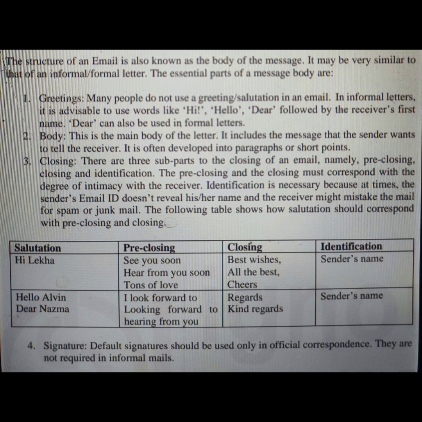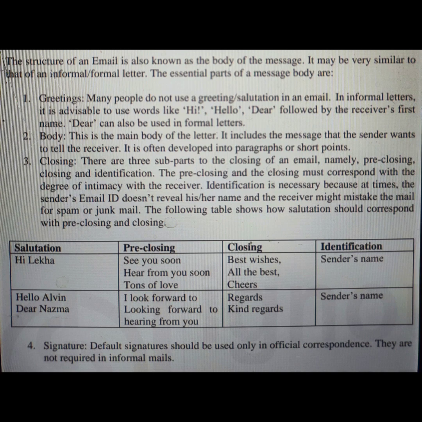The structure of an email is also known as the body of the message. It may be very similar to that of an informal or formal letter. The essential parts of a message body are: 1. Greetings. Many people do not use a greeting or salutation in an email. In informal letters, it is advisable to use words like hi, hello, dear, followed by the receiver's first name. Dear can also be used in formal letters.